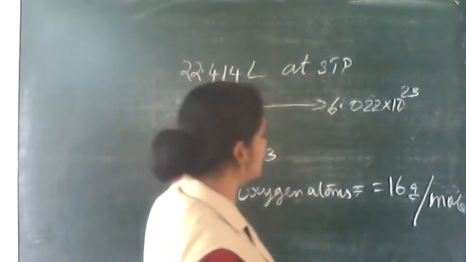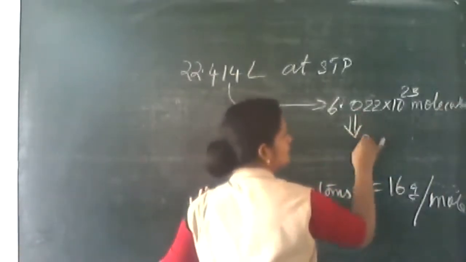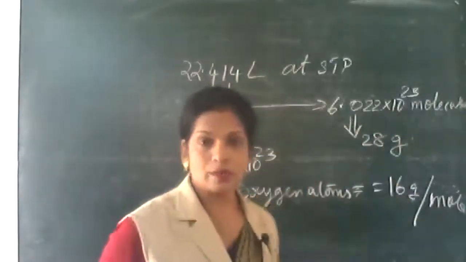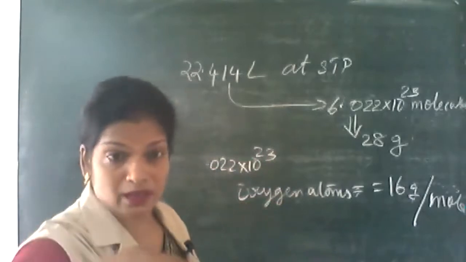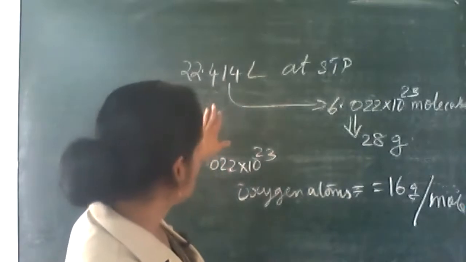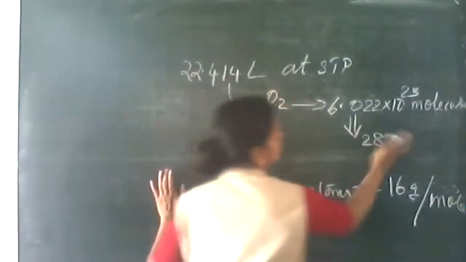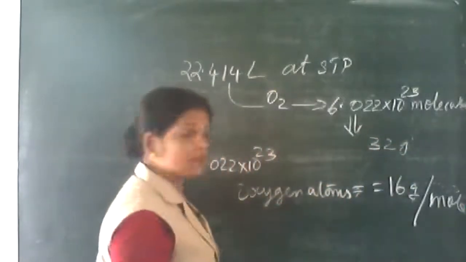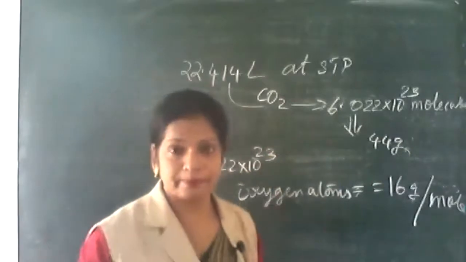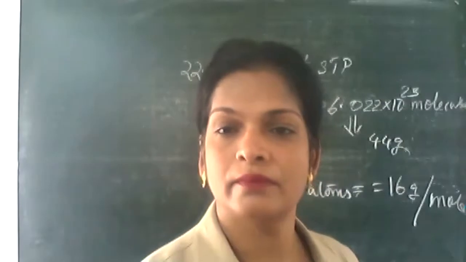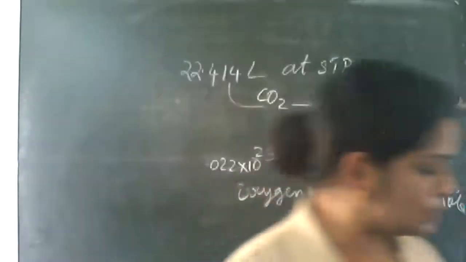So this much liter, you will get this many molecules if you count, and if it is nitrogen, it will be 28 grams. So this is the relation between volume, molecules and weight in grams. Accordingly, the calculations will go. 22.414 liters of any gas: if it is nitrogen, it will be 28 grams. If it is oxygen, it will be 32 grams. If it is carbon dioxide, it will be 44 grams. But the number of molecules and the volume in liters remain the same. So that's about the mole concept.